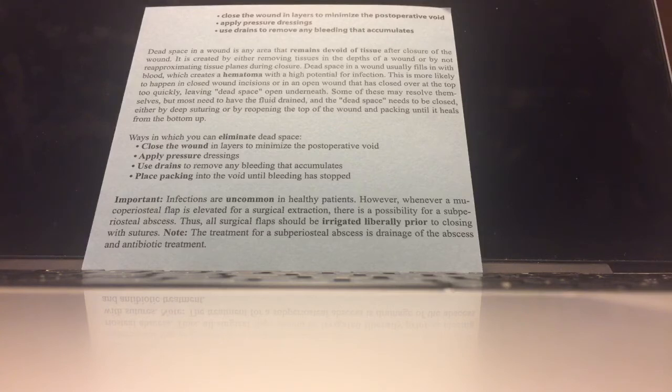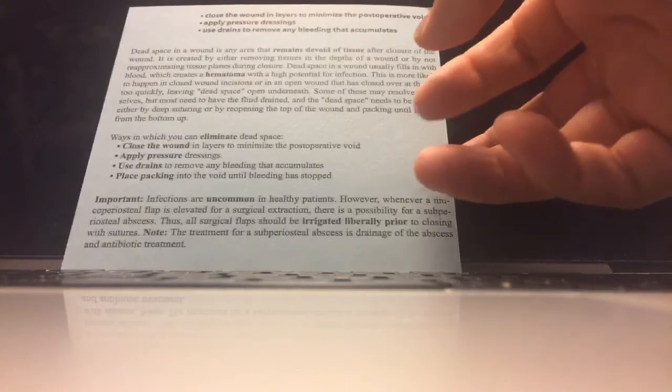Important: infections are uncommon in healthy patients. However, whenever a mucoperiosteal flap is elevated for subjugal extraction, there is a possibility for a subperiosteal abscess. Thus, all surgical flaps should be irrigated liberally prior to closing with sutures. Note: the treatment for a subperiosteal abscess is drainage of the abscess and antibiotic treatment.